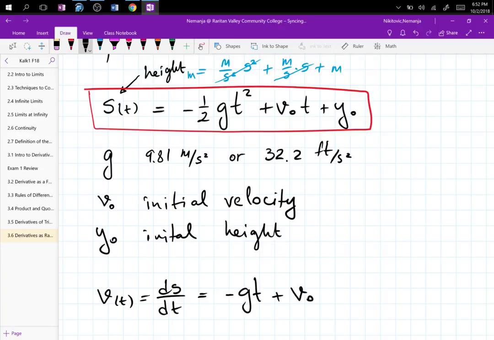Again, this has to make sense when you do unit analysis. So v0 is meters per second. Over here, gravity is meters per second squared times seconds. So that kills a square, plus another meter per second. Yay, it works. Meter per second is equal to meter per second plus meter per second.